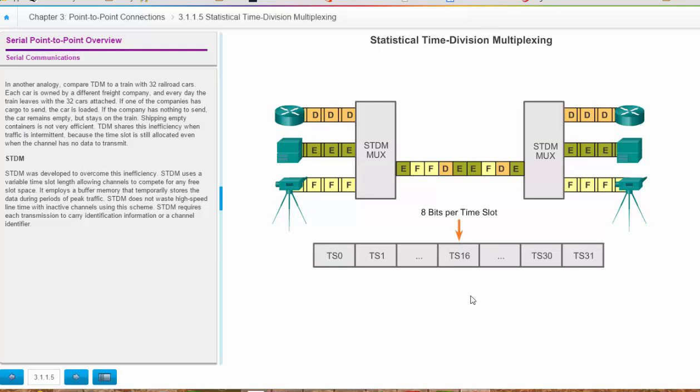Statistical time division multiplexing uses a variable time slot length, allowing channels to compete for any free slot space. It does not waste high speed line time with inactive channels. So if things aren't being used by the one that's using it at that moment, then it's freed up for others to use it as well.